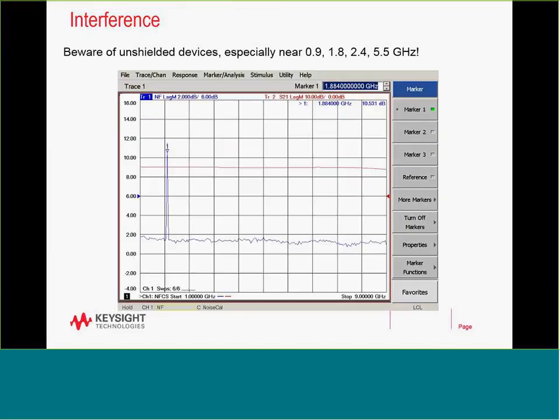Another very important thing to be aware of when making noise figure measurements, especially for devices on-wafer or devices that are not enclosed, is that you're going to possibly have interferers. Those interferers could come from cell towers or other sources in the lab, and they could show up as spikes in measurements. Most of the time, those are ingressed energy from cell phones and so on. So be aware of that.